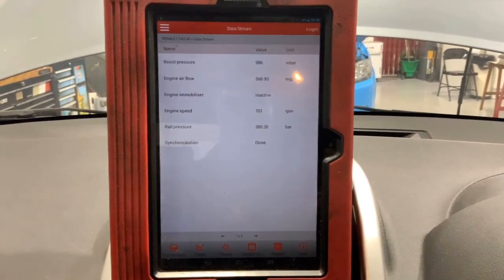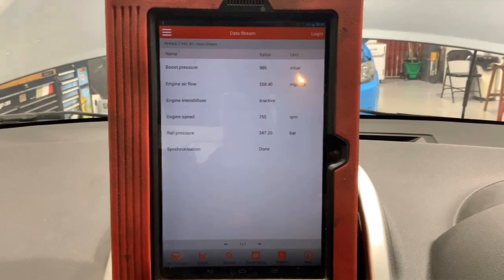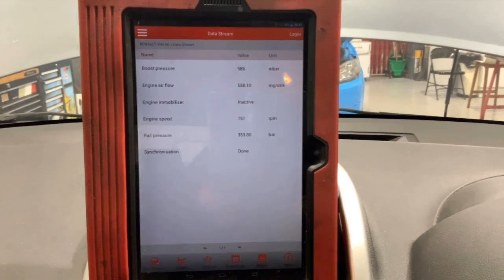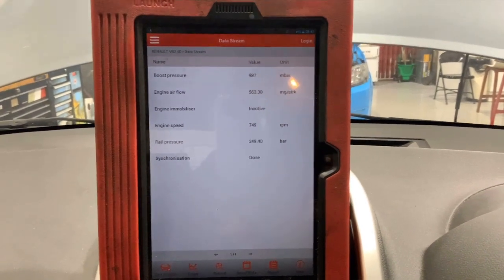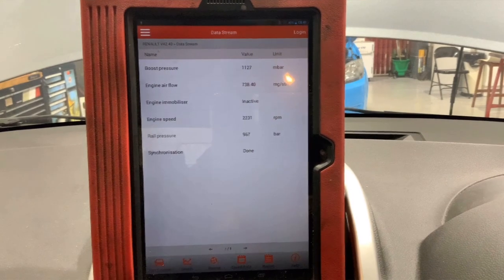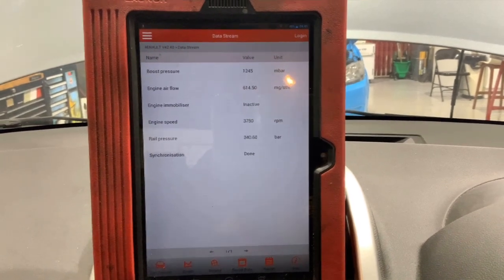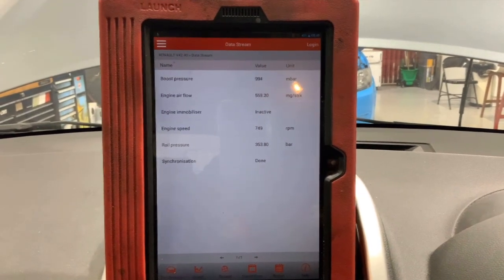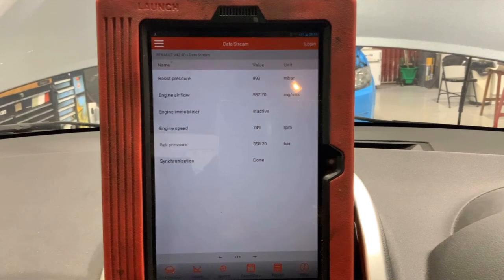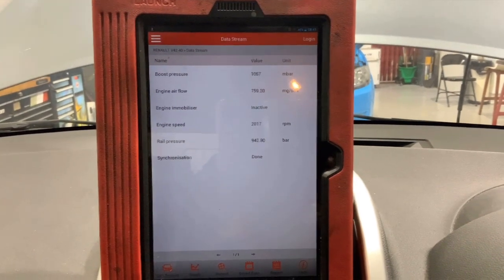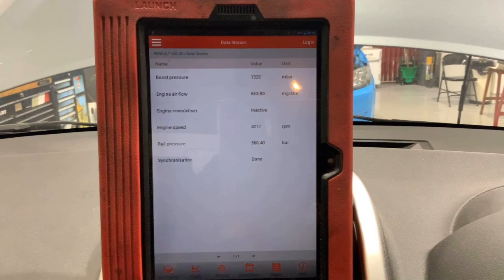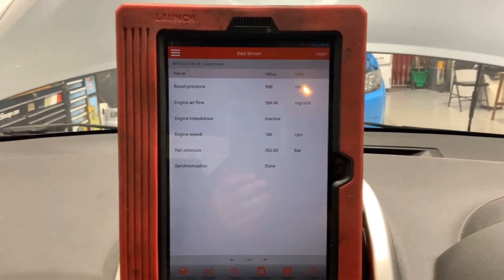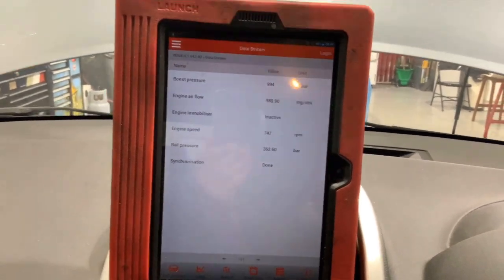Let's look at the rest of the data PIDs. Rail pressure is good, 350 bar at idle, which is about where I expect to see on this vehicle. Boost pressure is good, give it a rev. Boost pressure rises as it should, so indicative that there's no blockage in the intake system and there's also no blockage in the exhaust. Also rail pressure rises exactly as I would expect it to. So again, indicative that there's no issue with the high pressure fuel system.